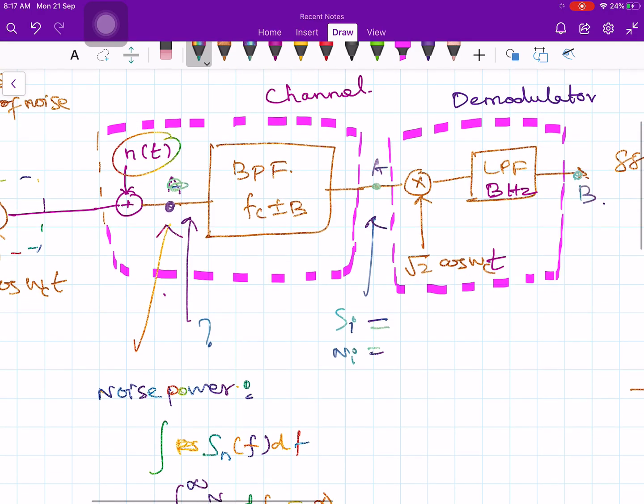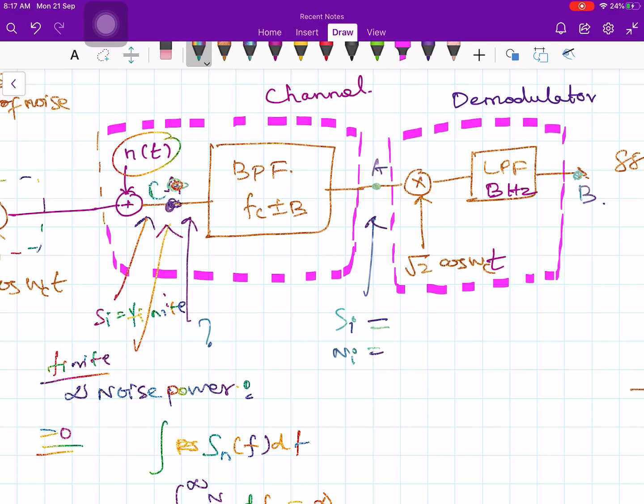But the signal power is finite. So a finite value divided by infinite is equal to 0. Therefore, the signal to noise ratio at the input of the band pass filter, let us say this point is C, at C the input signal to noise ratio is 0. So it is meaningless to calculate at this point. But generally, we need to find out the performance of my receiver in terms of its figure of merit: what is the output signal to noise ratio and what is the input signal to noise ratio.